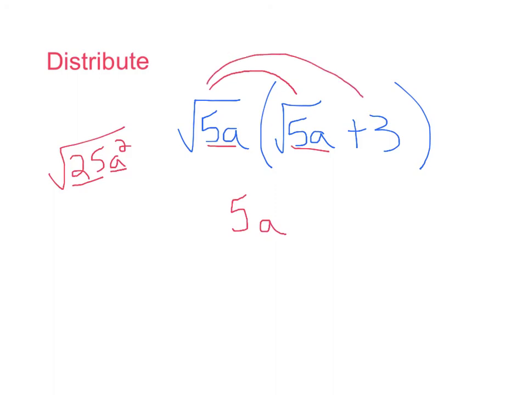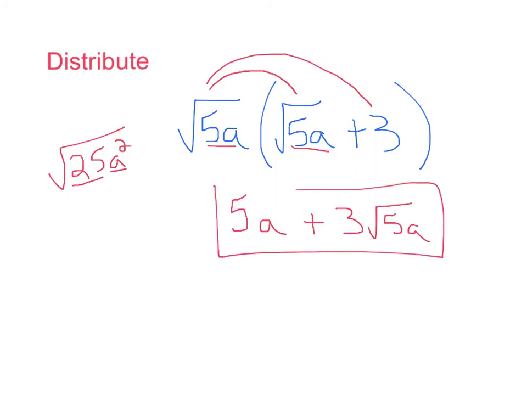And then we distribute here, square root of 5a times 3. You can't actually do 3 times 5 because 5 is underneath the square root and 3 is not. So plus 3 square root of 5a, and there's nothing else to simplify, so that is our final answer.